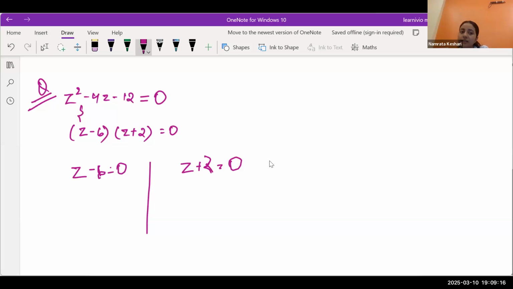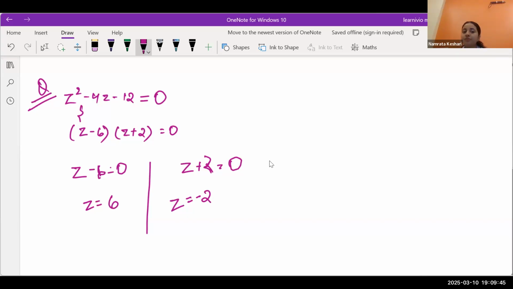Why are we saying like that? Because mathematically, logically, when two terms multiplied together make 0, that means either the first term is 0 or the second term is 0, or maybe both are 0. Right, Ryan? Yes, ma'am. Okay, so from here we are getting the solution of the quadratic equation, and we have got two solutions. One of them is z value is 6 and another z value is minus 2.